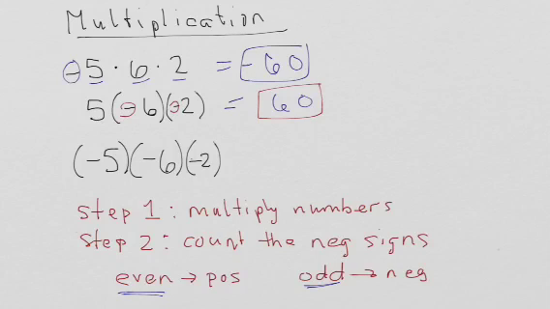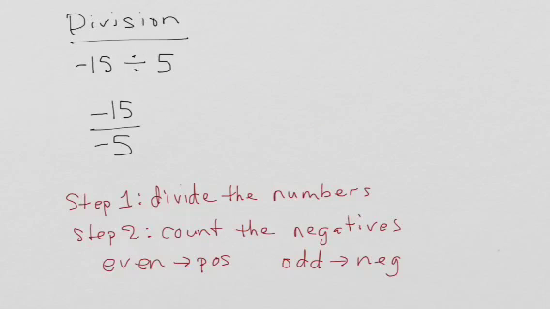Now the last one, same thing. 5 times 6 times 2, that's still 60. I go back and count the negatives. There's 1, 2, 3 of them. That's an odd number of negatives. So the answer is negative 60. All right, so those are the rules for multiply. The rules for divide are exactly the same.